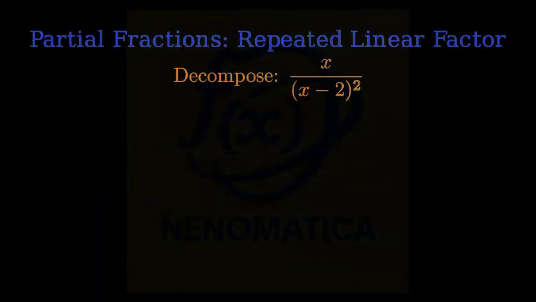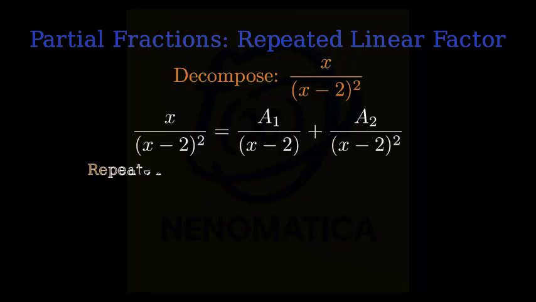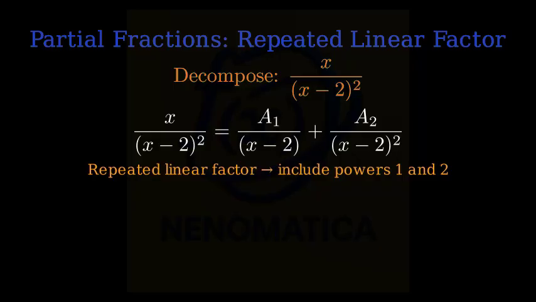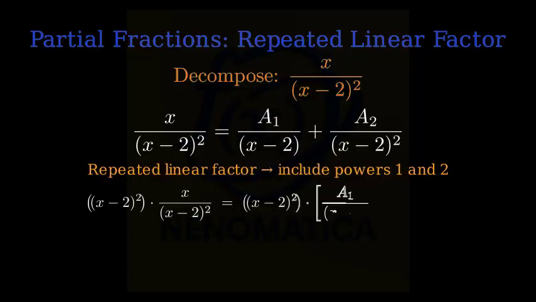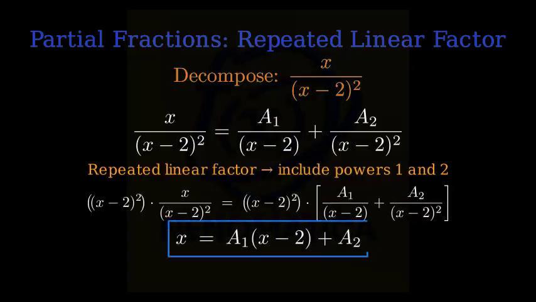In this lesson, we'll decompose a rational function into partial fractions for the case of a repeated linear factor. Our example is x over (x minus 2) squared. When the denominator is a repeated linear factor, (x minus 2) squared, we use one term with x minus 2 to the first power and another with x minus 2 squared. So we write A sub 1 over x minus 2 plus A sub 2 over (x minus 2) squared. Next, multiply both sides by (x minus 2) squared to clear denominators.